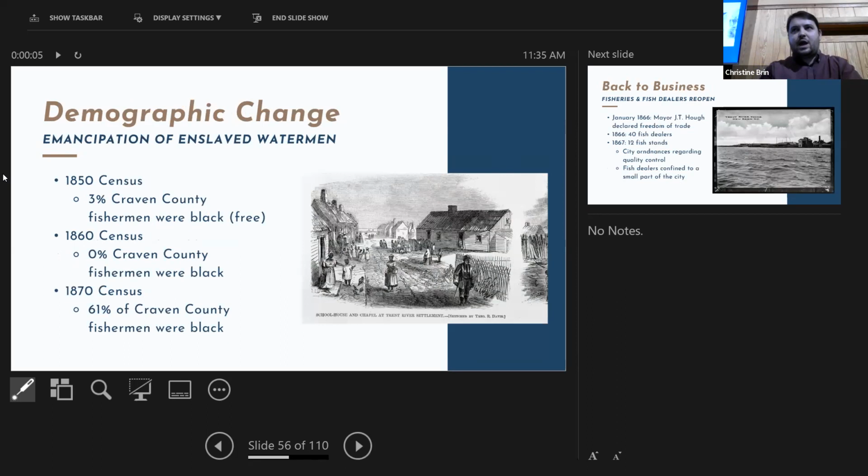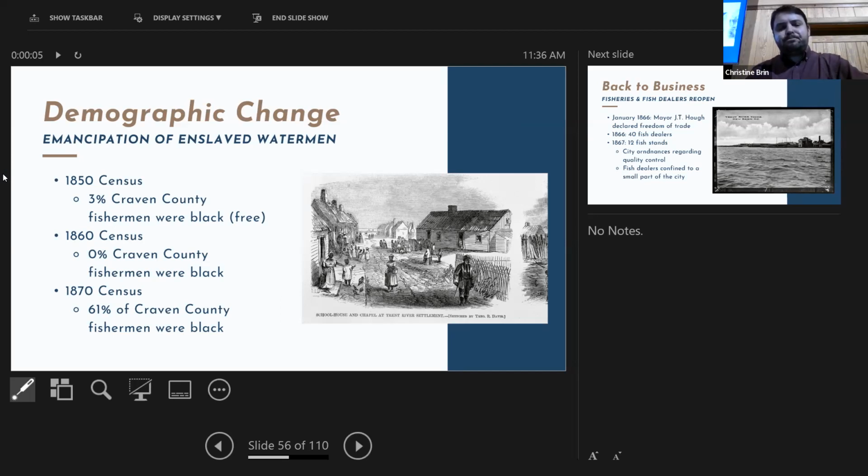Also, there's a lot of change that happens due to the Civil War. You have this big demographic change. Now, I mentioned earlier they have all these enslaved watermen. We have really no idea how many there were on the Neuse River during this time period. In 1850, 3% of fishermen were Black, and these were free Black fishermen. They weren't enslaved. In 1860, there weren't any. In 1870, 61% of Craven County fishermen were Black. So I think that possibly gives us a better idea of how many Black fishermen may have actually been on the Neuse River fishing in the antebellum time period. So quite a large number.